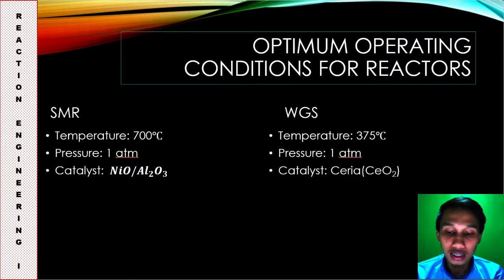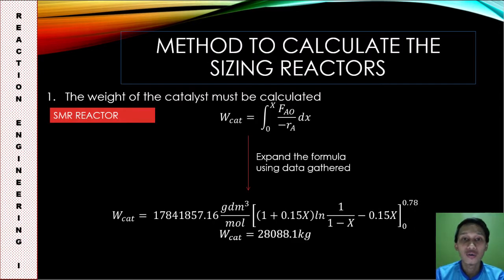And the optimum catalyst is Ceria, CeO2. For our research, we use the same nickel oxide and aluminum oxide, but for the optimum reaction for the water gas shift reactor, we need to use Ceria. Lastly, we will discuss the method to calculate the sizing of the reactors.